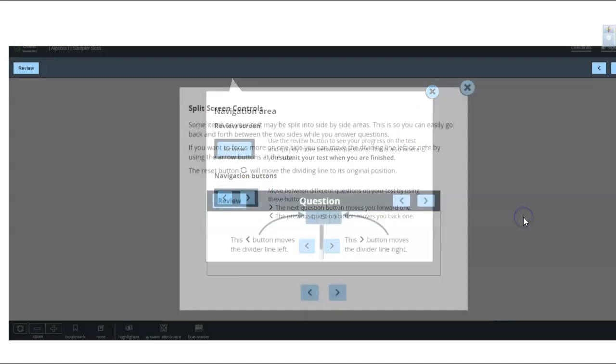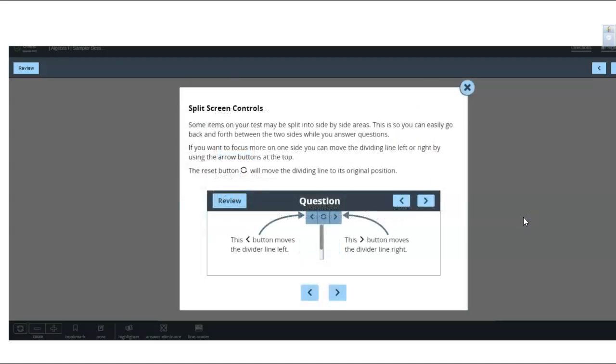All right, then you have the split screen controls. Some items on the test may be split into side-by-side areas. So this is easily looking at both of those. If you want to focus more on one side, you can move the dividing line left or right by using the arrow buttons at the top. So the reset button will move the dividing line to its original position in the middle.